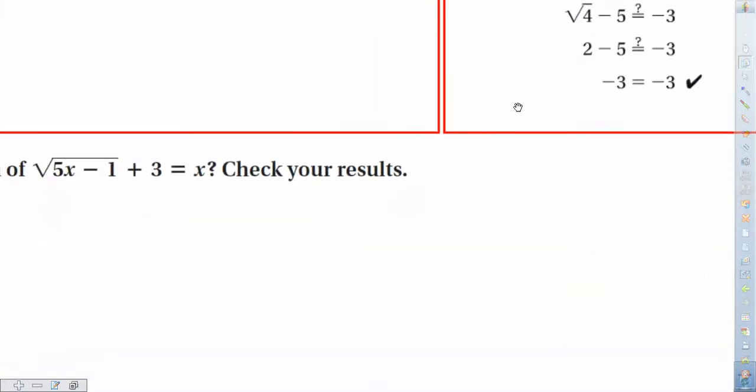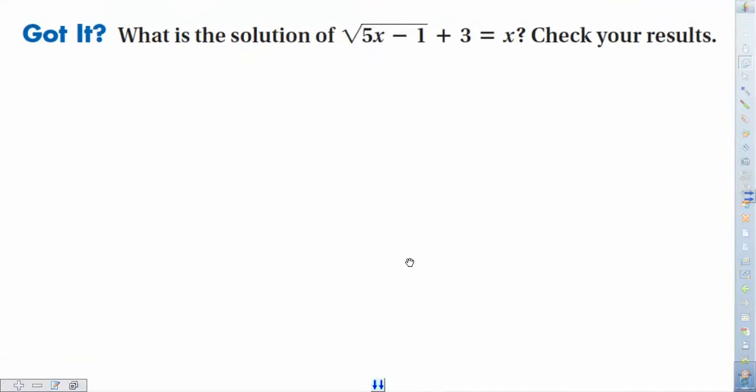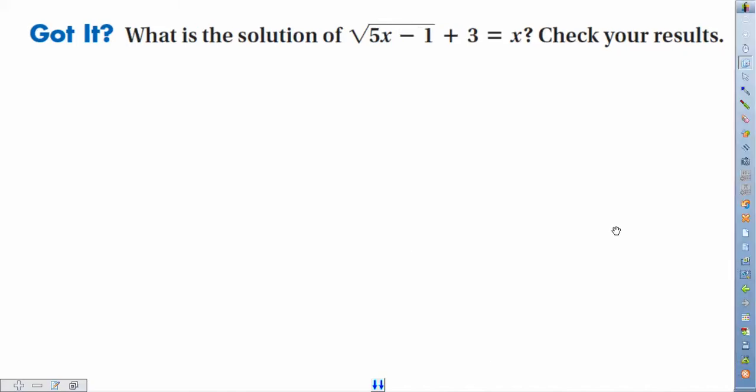Alright, so now it's our turn. Let's take a look at this problem. Let's check for some extraneous solutions. Okay, we'll pause it for a little bit and give you a chance to do that first step, which I think at this point hopefully you know what that first step is. Alright, so first step right there, you got it.